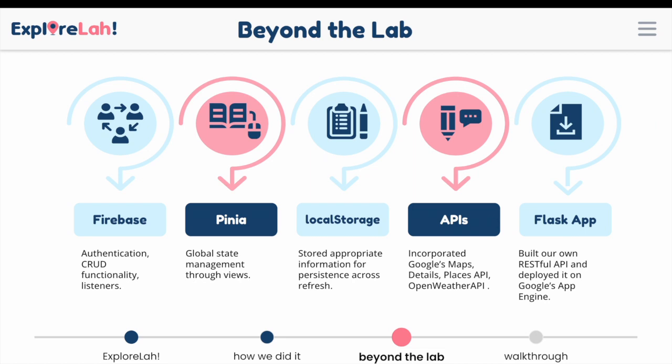For our backend, we used Firebase to allow us to have authentication, CRUD, also known as create, read, update, and delete functionality. We implemented listeners to listen to snapshot updates. We use Pinia inside Vue for global state management across our application, and made an effort to save to local storage where appropriate, to allow for persistence across views and refresh.